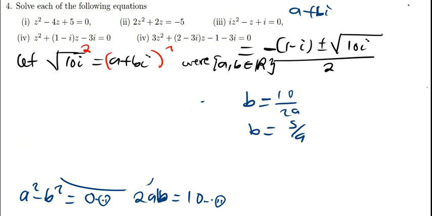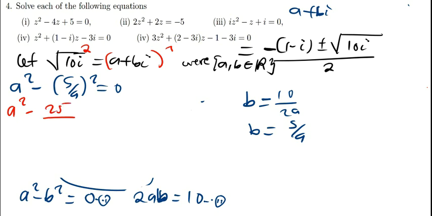Meaning, in the first equation, where there is b, we are going to replace it with 5 over a. So I'll say a squared minus, where there is b, we put 5 over a, but we square it, should be equal to 0. Now we can clearly see that we'll have a squared minus 5 squared, which is 25, divided by a squared, is equal to 0.